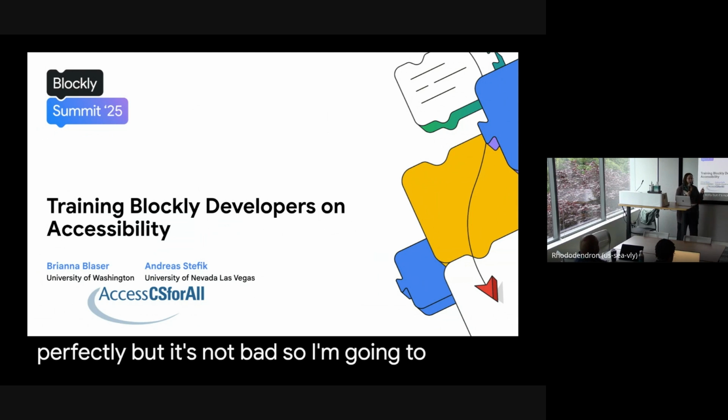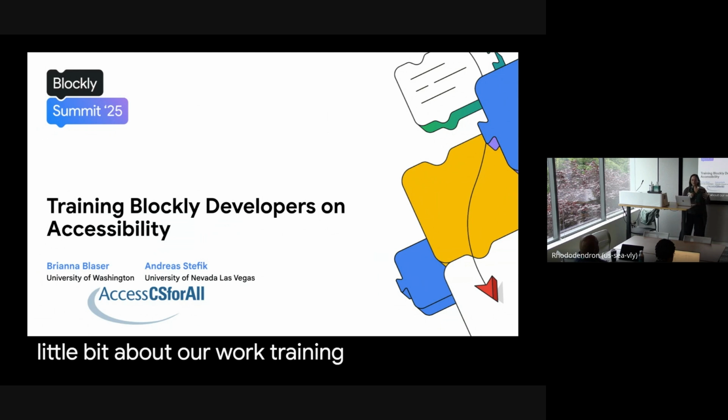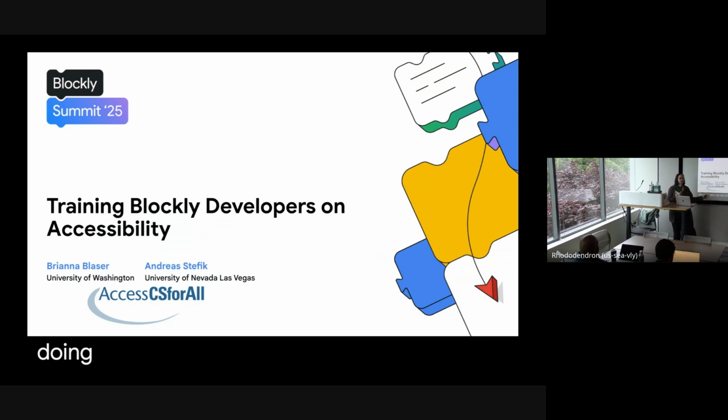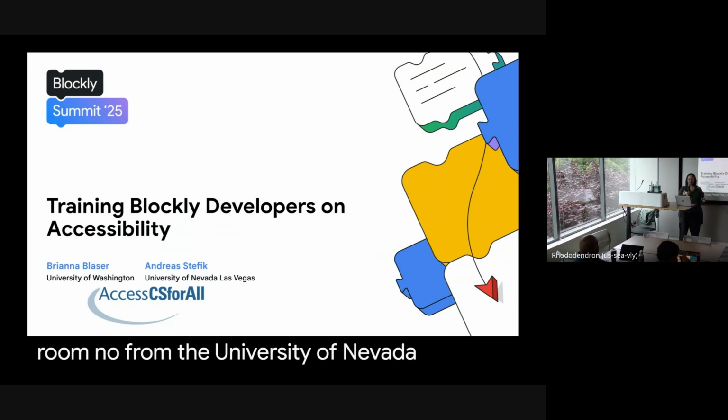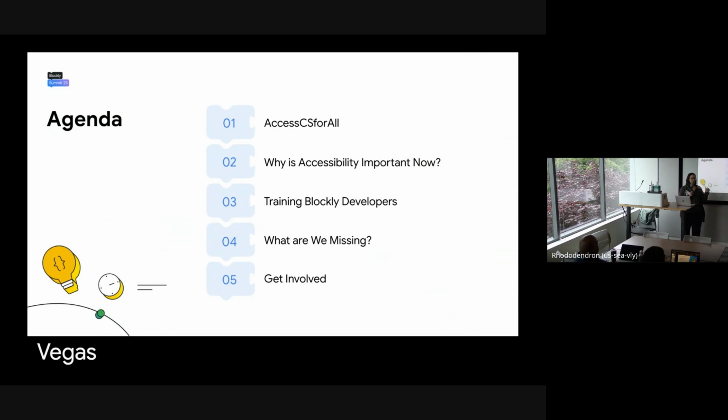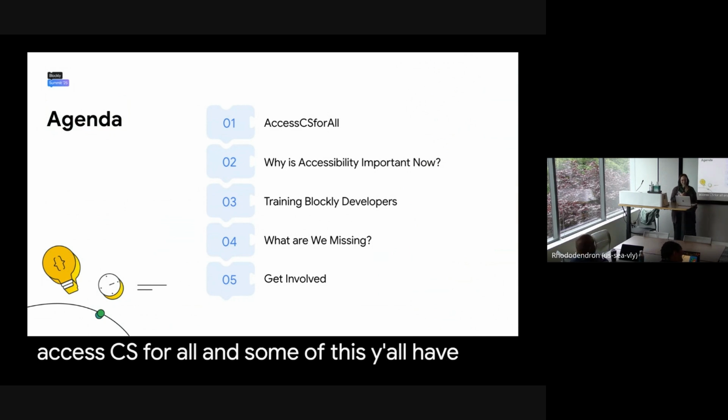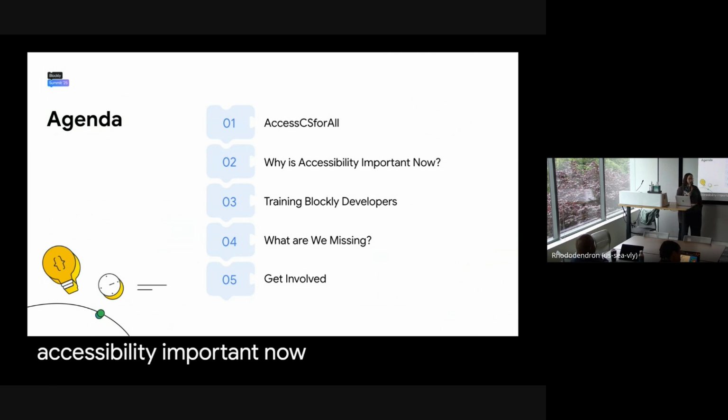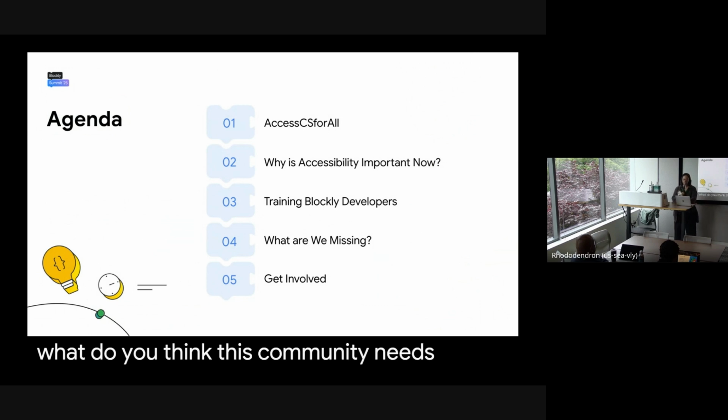So I'm going to talk a little bit about our work training Blockly developers on accessibility and what we're doing. I'm working closely with my colleague, Andy Stefik, who I know many of you in this room know from the University of Nevada, Las Vegas. I'm going to talk a little bit about our project Access CS for All, and some of this y'all have heard this week already, about why accessibility is important now. Then I'll talk about the work that we're going to do in terms of training developers. And then I really just want to hear from you all about what we are missing and what you think this community needs as well.